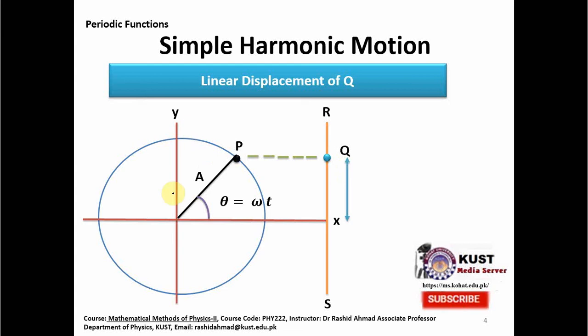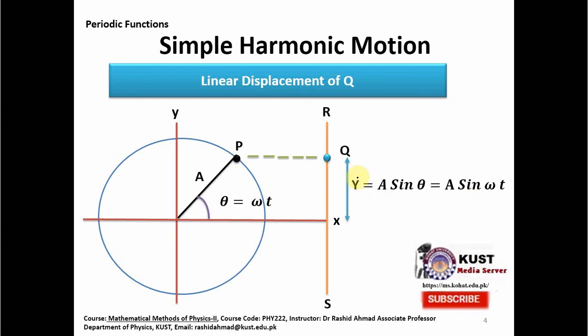which is parallel to the y-axis, and the maximum displacement of point Q from the origin will be equal to this line. This can be written as y equals a sin theta equals a sin omega t, where theta equals omega t, because this is only the vertical component. Here we will see that if we construct this right angle triangle, which we will do in the coming slide, then this vertical component is equal to the linear displacement of point Q, which is a sin theta or a sin omega t.